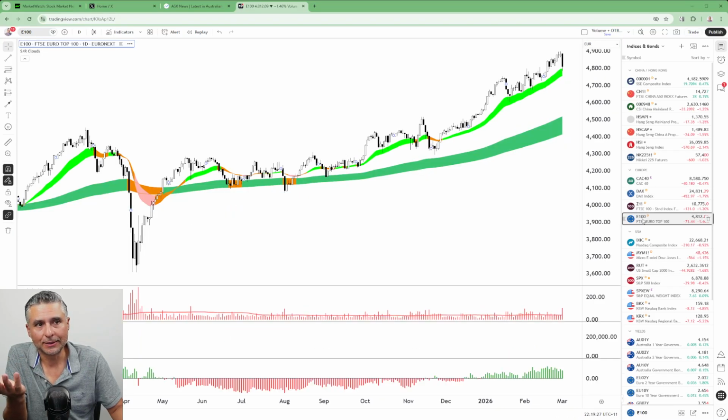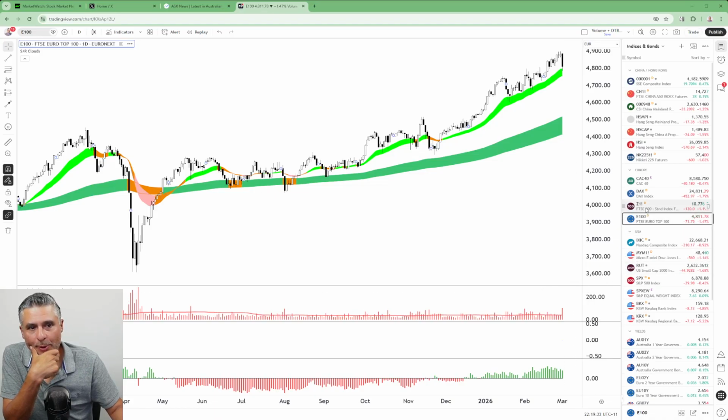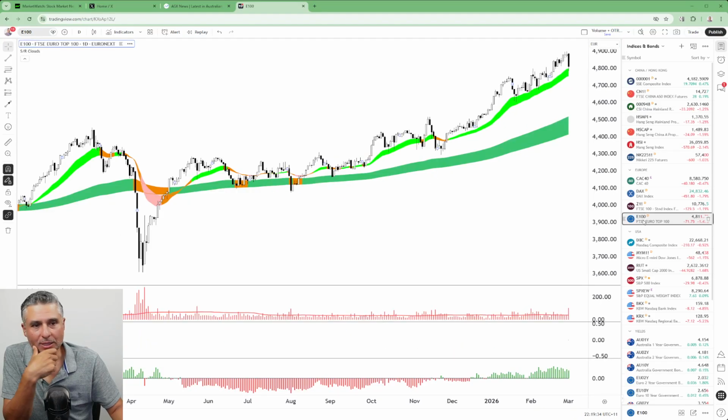Look at the base on these, and the FTSE. I think I might have gone the other way around there. The FTSE 100. Look at the base, and then the Eurostoxx 50. Same. Look at the base anyway.